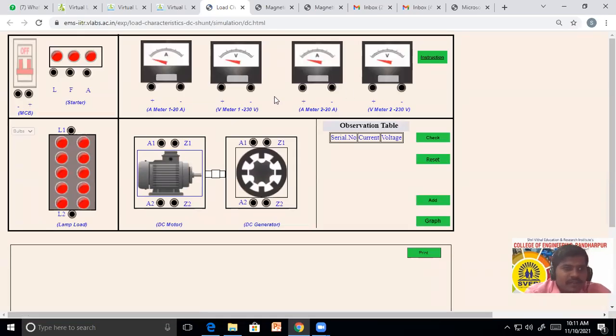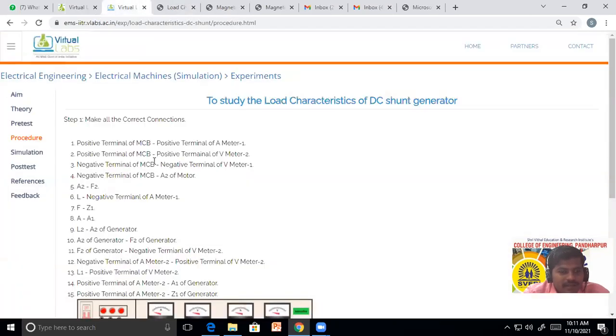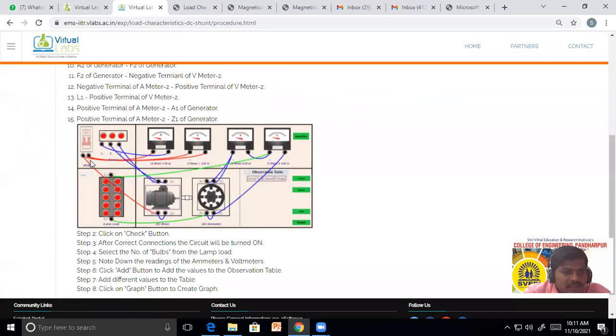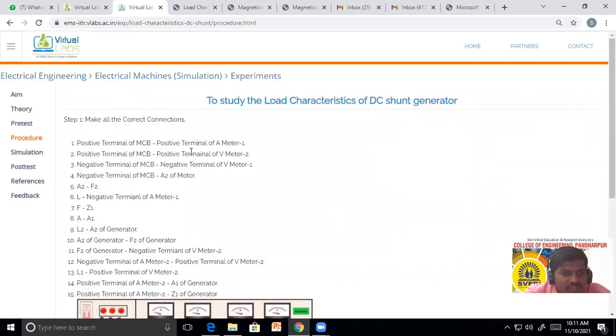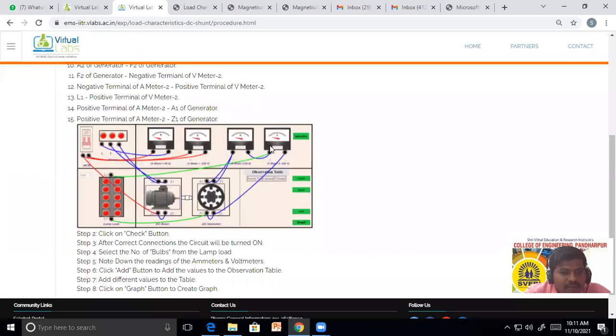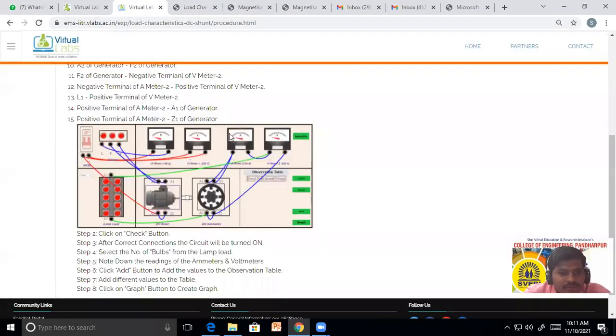See what the connection diagram is. See how the connection diagram is given. The positive terminal of the MCB is connected to the positive terminal of ammeter 1. Here it is ammeter 1, so the positive terminal is connected to the ammeter 1 terminal. Okay, now it is connected.